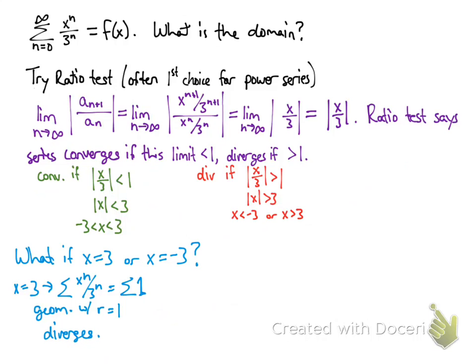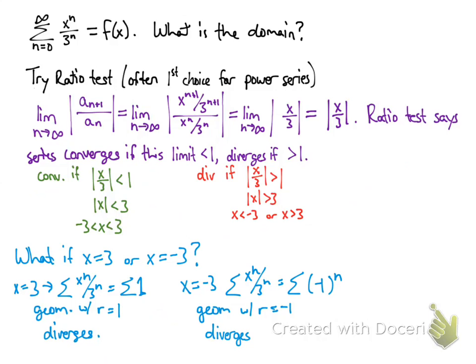So it diverges. If x is equal to negative 3, we have negative 3 to the n over 3 to the n. That can be reduced to negative 1 to the power n. So this is an alternating series, right? If n equals 0, you get 1. If n equals 1, you get negative 1, and then 1, and then negative 1, and then 1. That's also geometric. Now the ratio is negative 1. It still diverges. So in both of these cases, the series diverges.